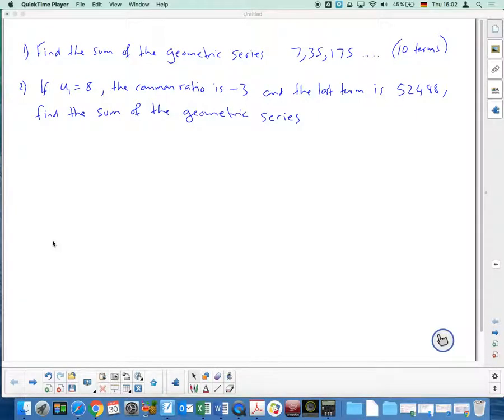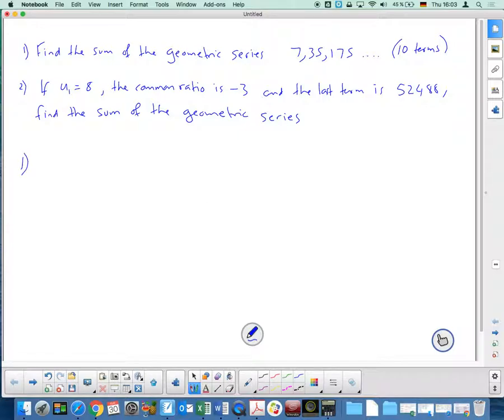What you've got in front of you here are two questions which are asking you the same thing, but they're actually giving you slightly different information. So looking at the first one here, let's have a look at the question first of all and interpret the maths that we need to use to actually solve it. Well, here's the clue. First of all, it's a geometric series and you're looking for the sum.